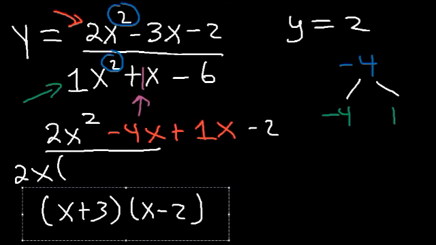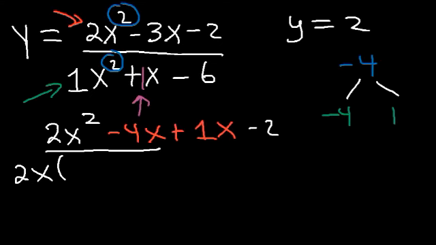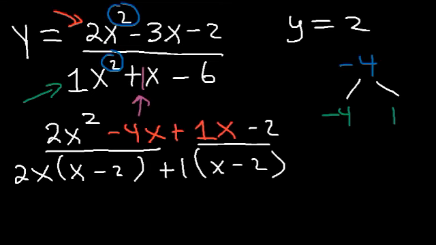I'm going to erase this and I'll put it back in later. If we take out a 2x, what's going to be inside? 2x squared divided by 2x is x, and negative 4x divided by 2x is negative 2. Now for the last two terms, there's no GCF that we can take out, so if you can't take out anything, take out a 1. So on the inside, it's just going to be x minus 2.